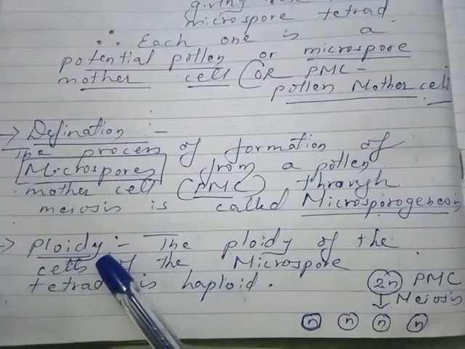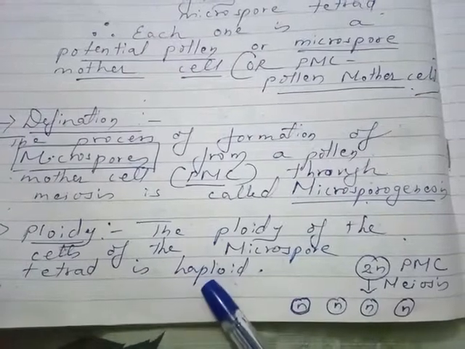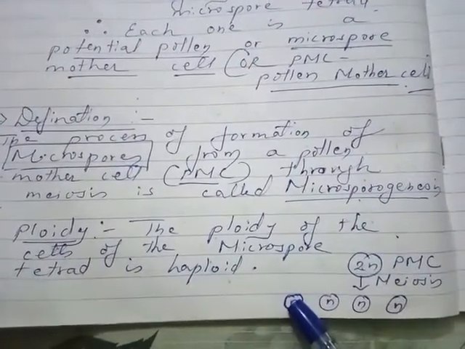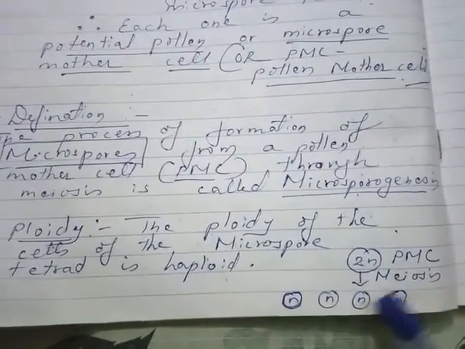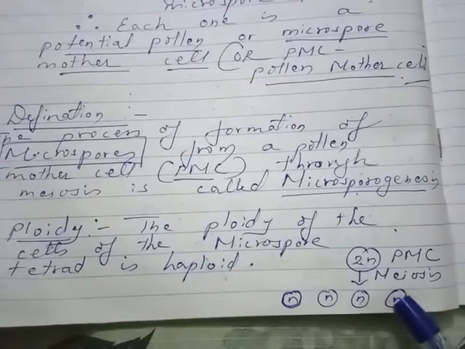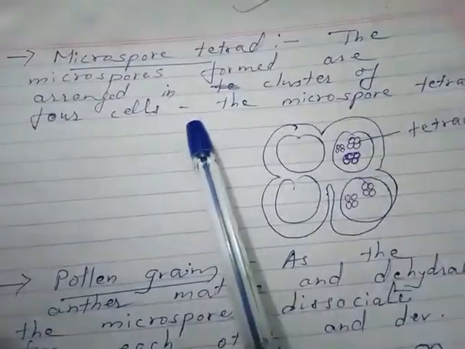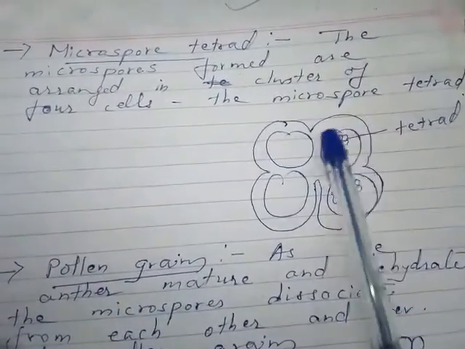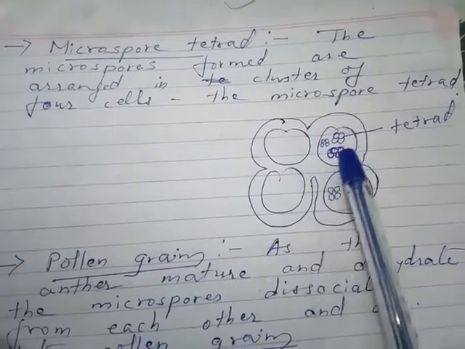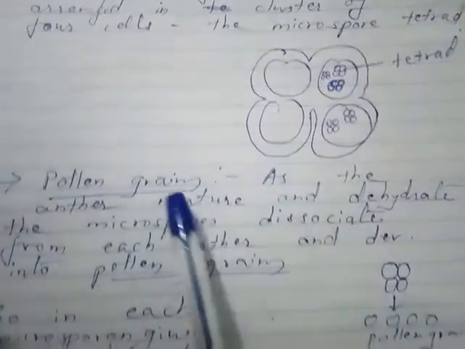Now what is the ploidy of the microspore tetrad? The ploidy of the cells of the microspore tetrad is haploid. Ploidy means the number of chromosomes. The pollen mother cell is diploid, that is 2n, so it undergoes meiosis and the ploidy of the microspore tetrad will be haploid. The microspores formed are arranged in a cluster of four cells, the microspore tetrad. In the diagram this is the microsporangium, in which the microspore tetrads will be formed.